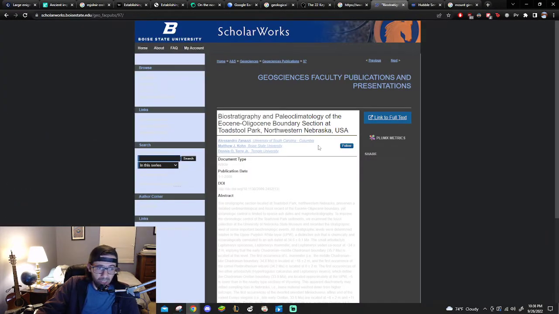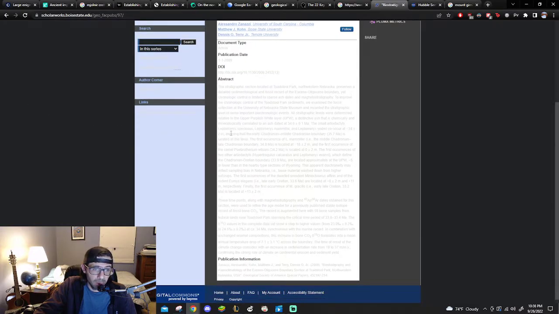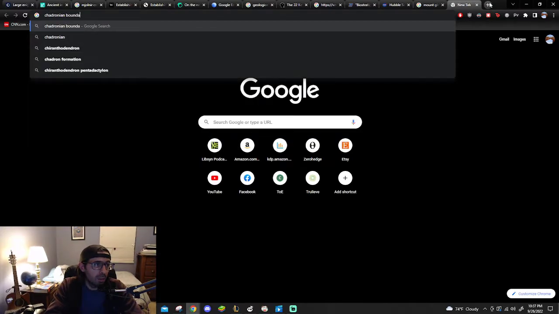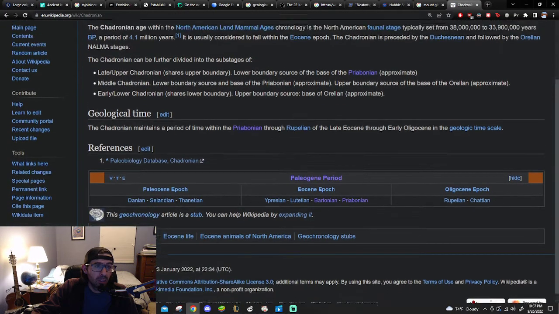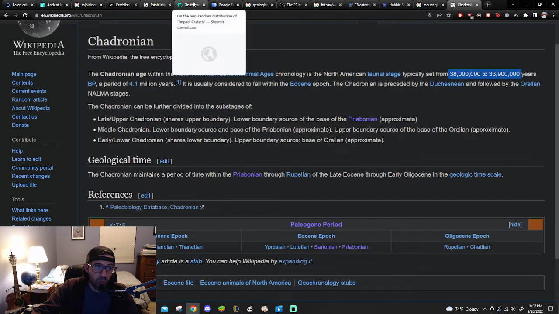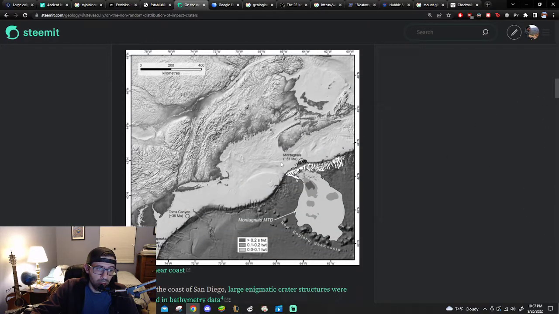Okay. So this is maybe interesting, but that's interesting specifically. A Shadronian boundary. What is this? North American faunal stage. You mean in the time frame of this? Maybe that too.